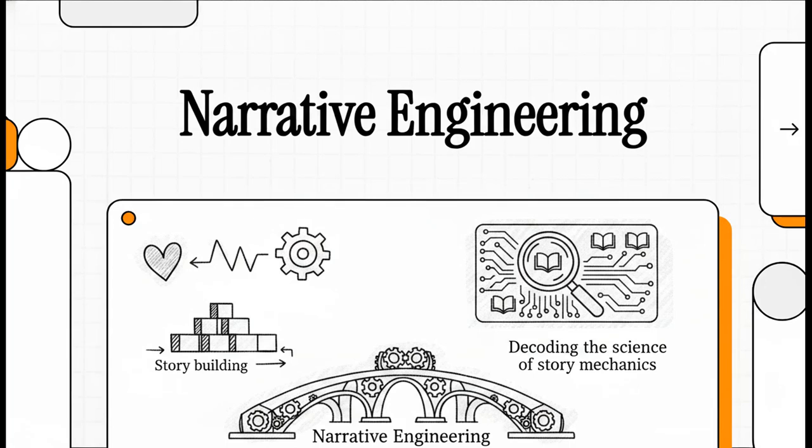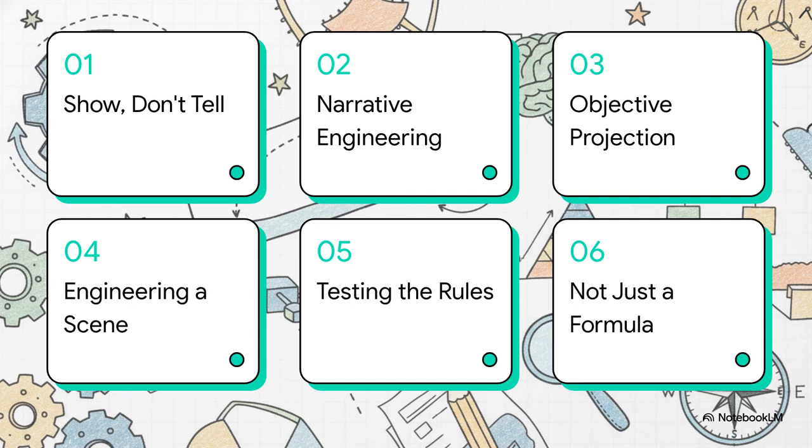Let's jump right in. Today, we're unpacking a completely new way to understand how stories are actually built. We are shifting away from the subjective, kind of fuzzy feelings of art and moving straight into the concrete mechanics of analytical systems. We're going to decode the science of story mechanics through a really fascinating concept called narrative engineering. Here's our blueprint for today's explainer.